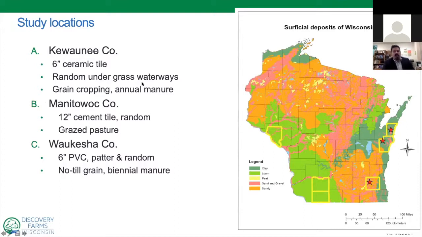And then kind of the placement of it, where this farmer put their tile under a grass waterway in the field, and they're a grain cropping system that also uses animal manure. The second one is a random tile, so it's just put into random spots where they felt drainage could be improved, and they graze that land. And then the last one, the most southern one, is a pattern tile, where it's a little more structured with a little bit of randomness to it, but it's under no-till production, and it receives manure every other year. So you can see, we've got all these different types of systems and different types of tiles as well.